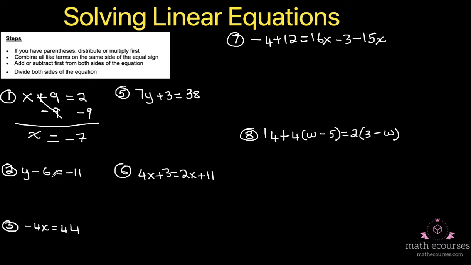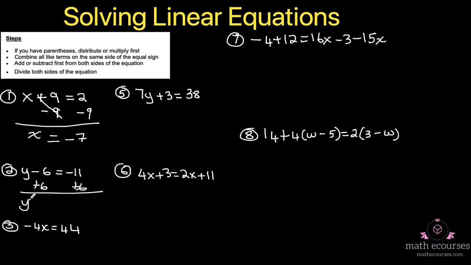Okay, let's get to number 2. Number 2, I need to get this y by itself, so you move what's around it. Here we have a minus. The opposite of minus is add. So I'm going to add 6 on this side. If you add 6 on that side, you must add 6 on the other side.